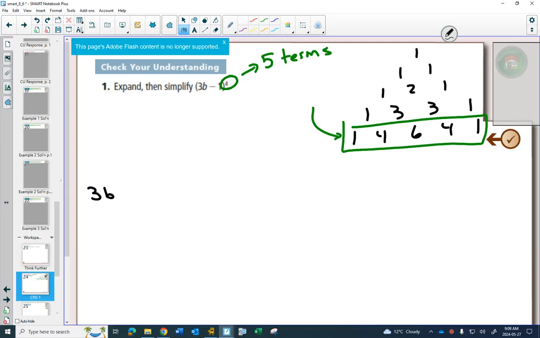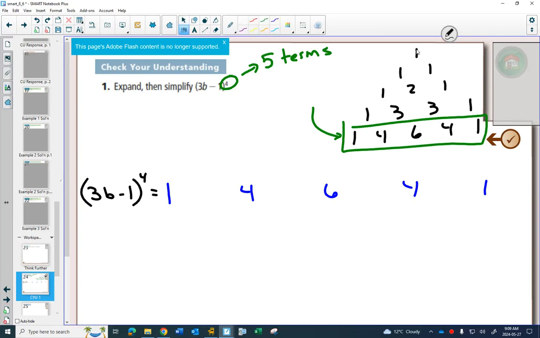So 3b minus 1 to the 4 is going to equal, the first thing I'm going to do is space it out and write the ones, 4, 6, 4, 1. Because I know that it has 5 terms, and from Pascal's triangle, the coefficients are going to be 1, 4, 6, 4, 1.